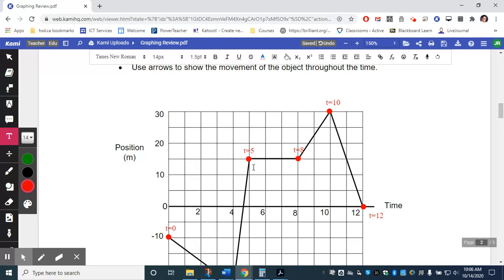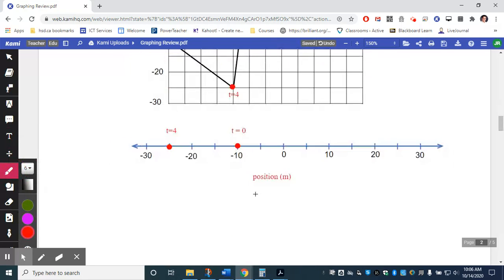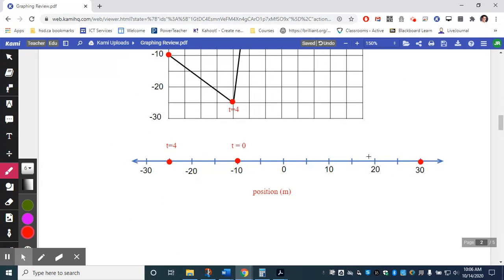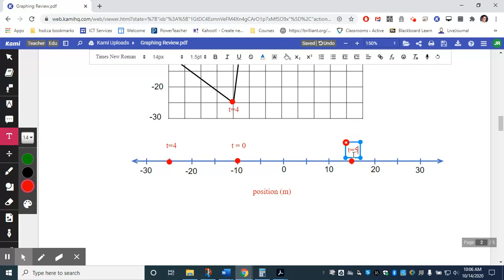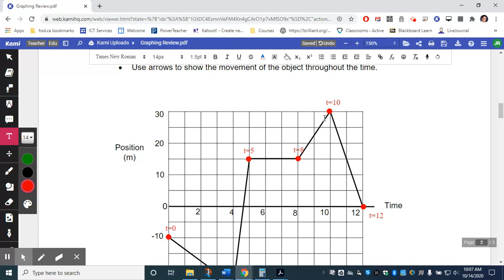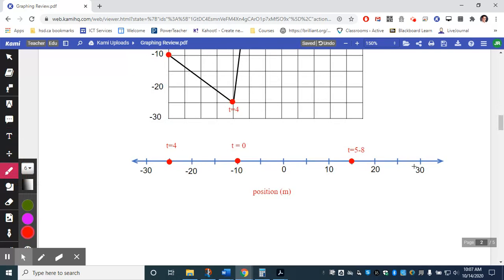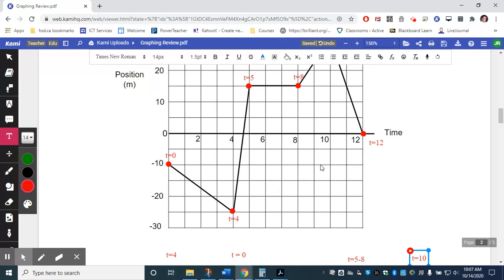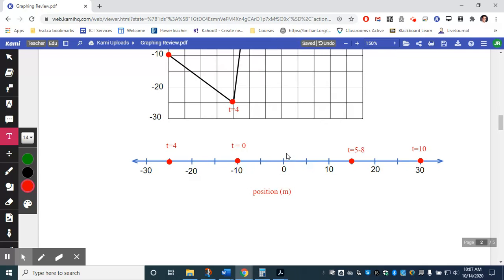And at t equals 5, we're at plus 30. That's a big jump. So plus 30 is right here. Is that right? No, sorry, plus 15. Yikes. Plus 15, and that's t equals 5. Finally, t equals 8, so this is 5 to 8. We stay there for 3 seconds, 3 seconds where we stay at the same spot. Then at t equals 10, we are at 30, finally. So that's t equals 10. Then we race down to 0 for t equals 12. So at t equals 12 we'll be at 0.